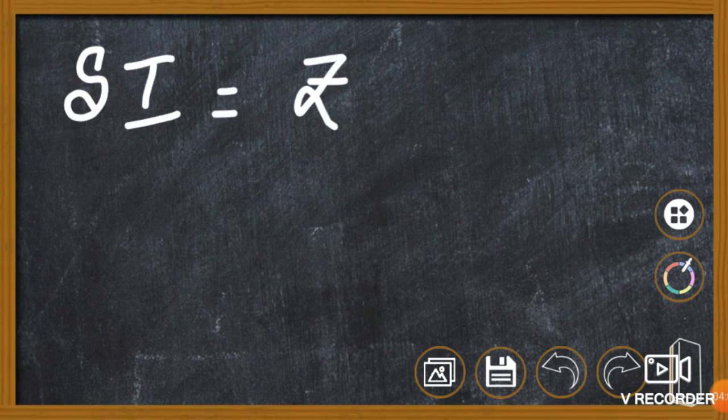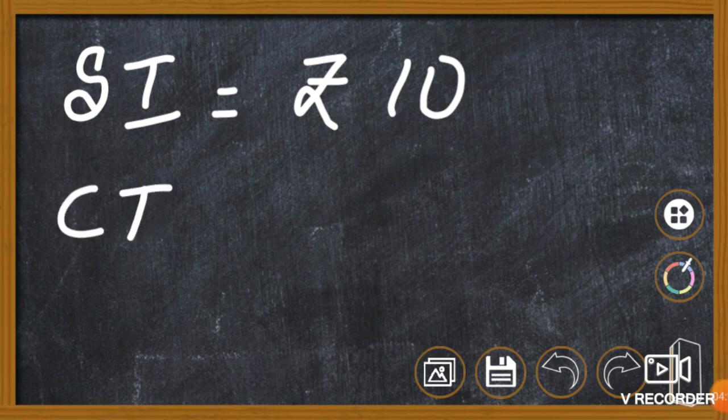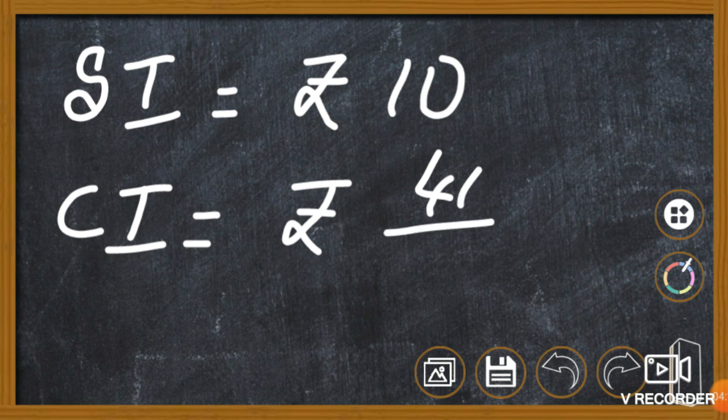So in the first step, we calculated simple interest as rupees 10. And in the second step, the compound interest is calculated as rupees 41 by 4. Now, let us find out its difference. In the question, it is given that the difference between simple interest and compound interest is rupees 15. Hence, we have to find the difference between the compound interest and the simple interest. Compound interest minus simple interest.